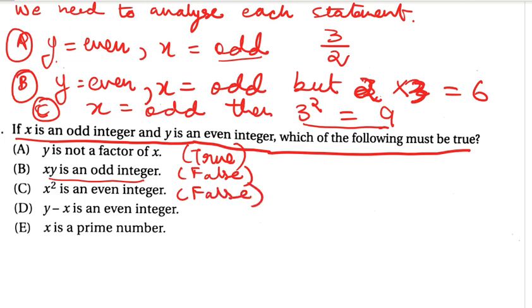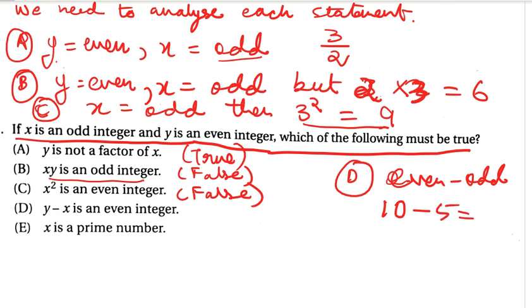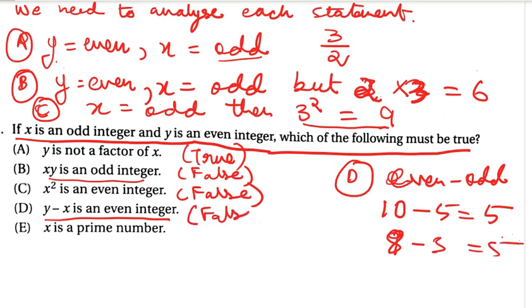Now y minus x is even. Let's check the D option. Y minus x, that is odd, even minus odd. Say even, I am taking the number 10, and odd is 5, then I'm getting 5. So it's saying y minus x is an even integer, but I'm getting an odd integer. If I take another one, say 8 minus 3, I will still get 5. So I'm getting odd integers, hence this is also false.